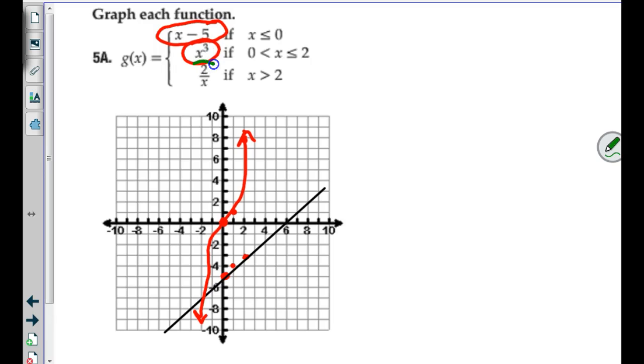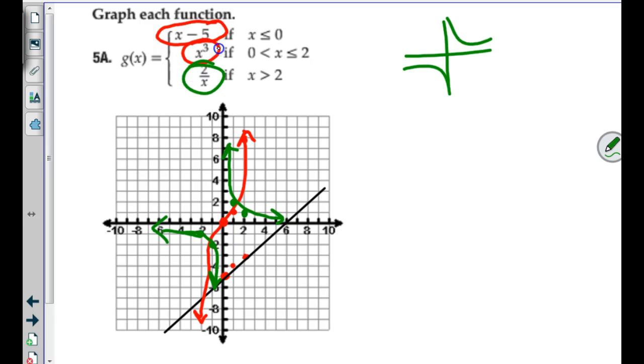Does anyone know what this one looks like? Anybody have their parent function sheet out? Yes, it's one like this and one here. So put in a 1 for me. 2 divided by 1 would be... so we put in a 1, got out a 2. 2 divided by 2 would be 1. So it's in this and the same down here. Now we have a big mess because almost none of that is right.